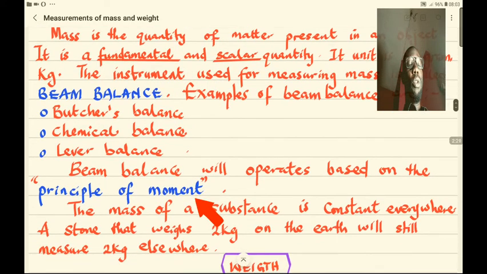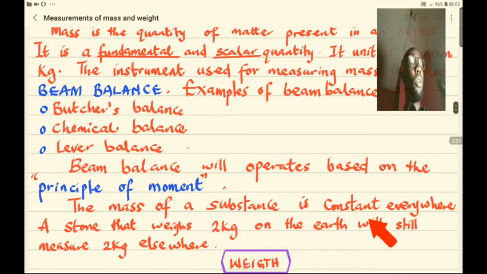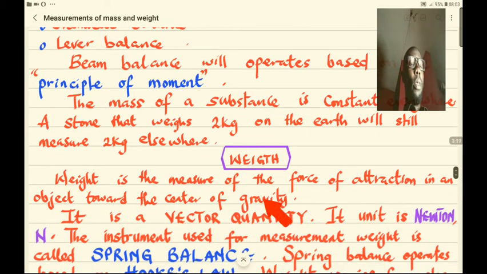Now we were also made to know that the mass of a substance is constant everywhere. When you take a stone that weighs 2 kilograms on the earth, we still measure 2 kilograms elsewhere, probably on the moon. When you take it to the moon or any of the planets, it is still going to weigh 2 kilograms. So this means that the mass of a substance is constant. It doesn't change. Now we look at weight.